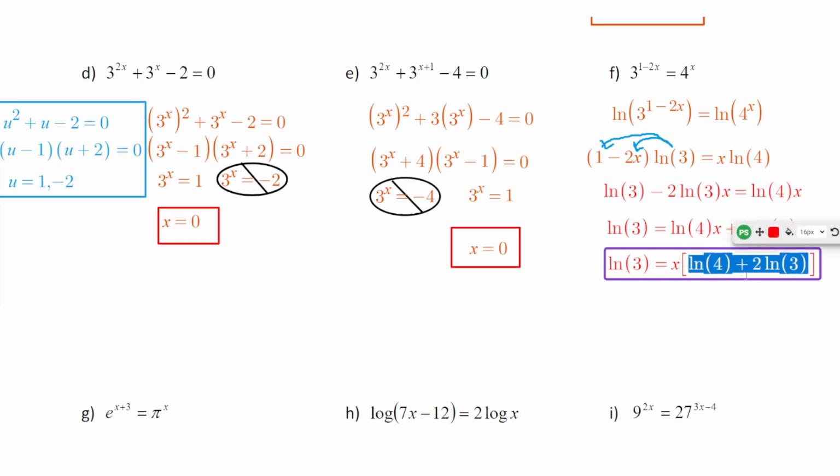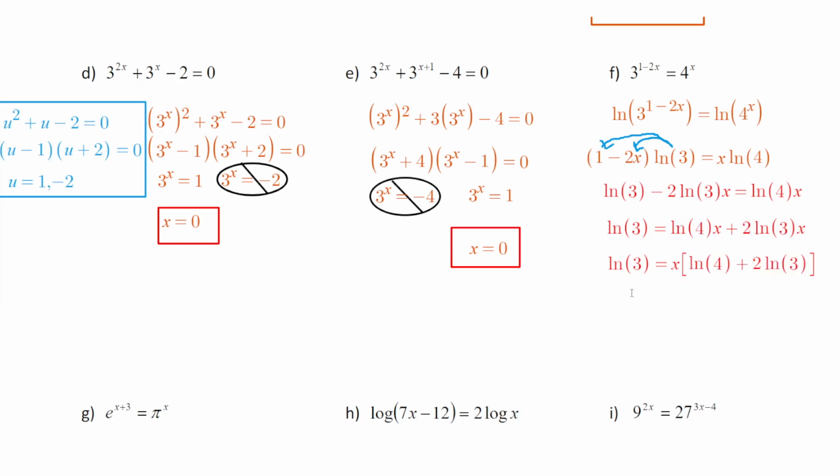And really, this is just a single number. All these are constants. There's no variables in here. So it's just going to be some irrational number. And so we're just going to divide that on both sides here. So we'll get our final answer. x equals the natural log of 3 over the natural log of 4 plus 2 times the natural log of 3.